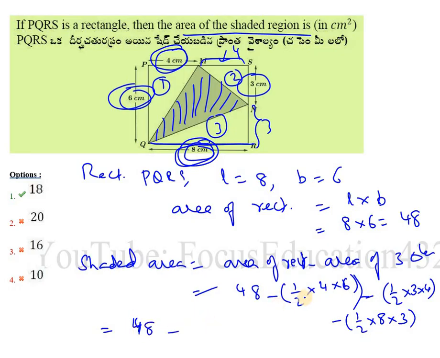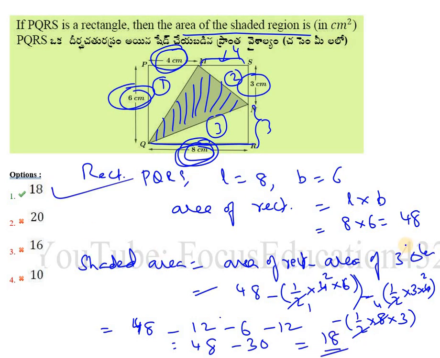48 minus, 2 1s are 2, 2 6s are 12, we get 12. Here 2 1s are 2, 2 4s are 8, we get minus 6. Then 2 1s are 2, 2 4s are 12, another 12 we get here. So 48 minus 12 is 36, minus 6 is 30... wait, 48 minus 30 gone, so what is remaining? 18 centimeters. So this is the answer.